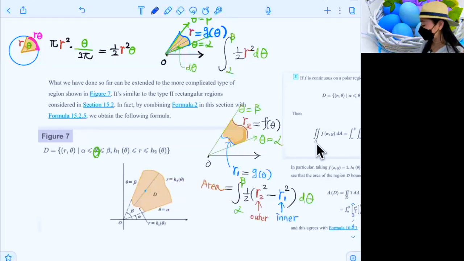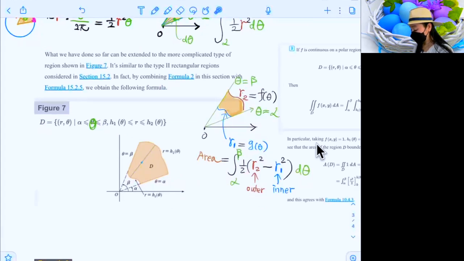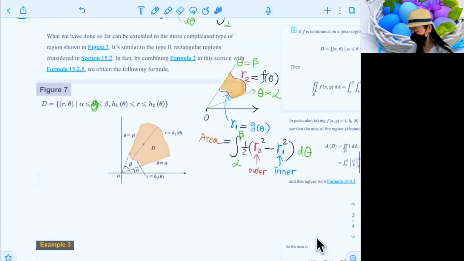So that was what we learned in calculus 2. When we have a region bounded by two polar curves, you use this formula. Looking at this picture, this is this case over here. Any question about this? Okay. Now what do we do here?